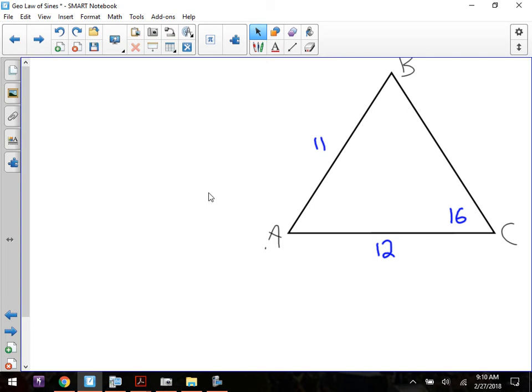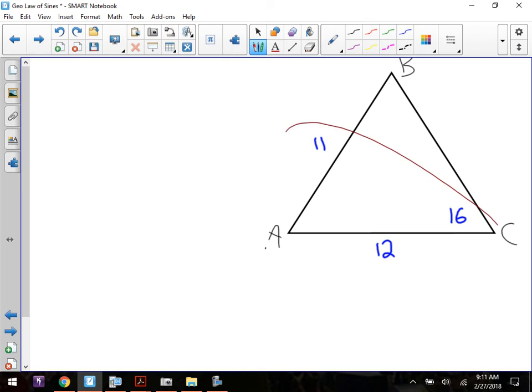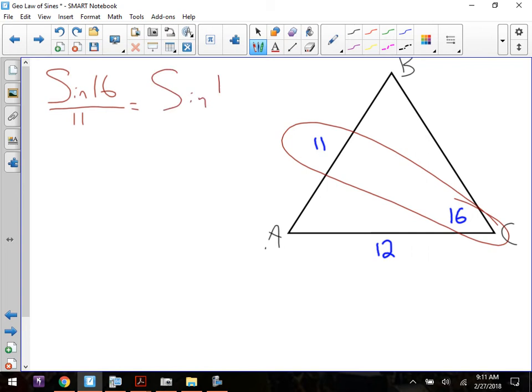So just like we did earlier, when I start these out, I really like doing this where I just circle what I'm given with the angle and its side opposite, because then I'll just reuse that a couple of times. So I start writing it down. I know that the sine of 16 over 11 is the sine of B over 12.